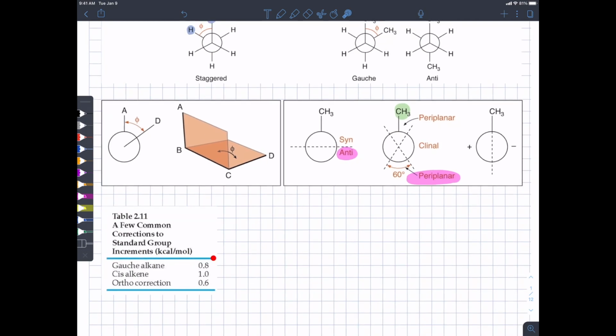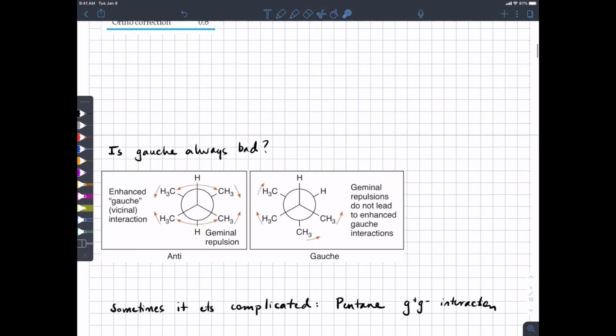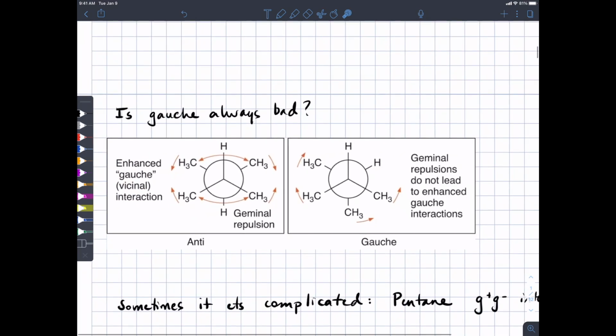Yeah, I think having alkyl groups gauche to each other is also worth about a kcal per mole. One thing your text points out is that gauche is not always bad. So there's this weird molecule, and physical organic chemistry can sometimes devolve into let's make weird molecules as weird as possible and see what their properties are. So this is an example of that.